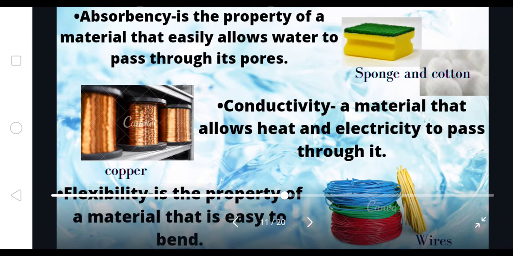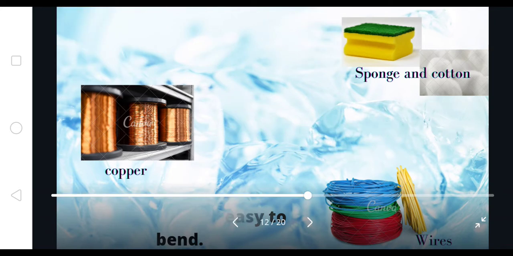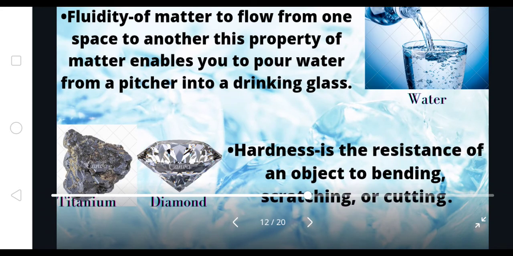Absorbency. Absorbency is the property of a material that easily allows water to pass through its pores, like the starch in cotton. Conductivity. A material that allows heat and electricity to pass through it, like copper. Flexibility. Flexibility is the property of a material that is easy to bend. Examples are wires. Fluidity. Fluidity is the ability of matter to flow from one phase to another. This property of matter enables you to pour water from a pitcher into a drinking glass.